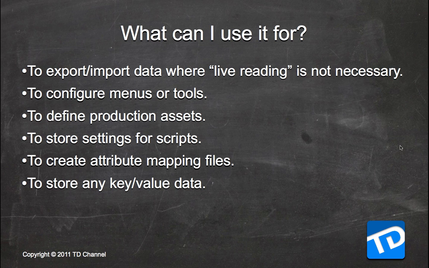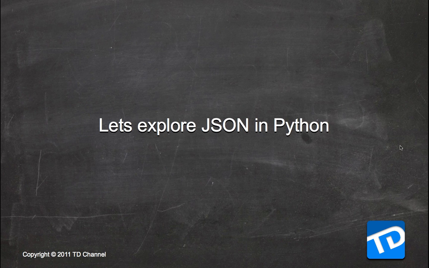You can also use it to define production assets, to store settings for scripts, to create attribute mapping files. I recently used it very successfully with one JSON file where I was able to map attributes from RenderMan into Maya, so that when I create a new attribute in Maya, it would know whether it needed to be a checkbox or a dropdown or something, which is a lot more user-friendly. Behind the scenes, there's a JSON file that converts that into a RenderMan attribute. And it was pretty easy to implement because of JSON. You can also use it to store pretty much any key value data or ordered array. So let's go ahead and play a little bit with JSON.